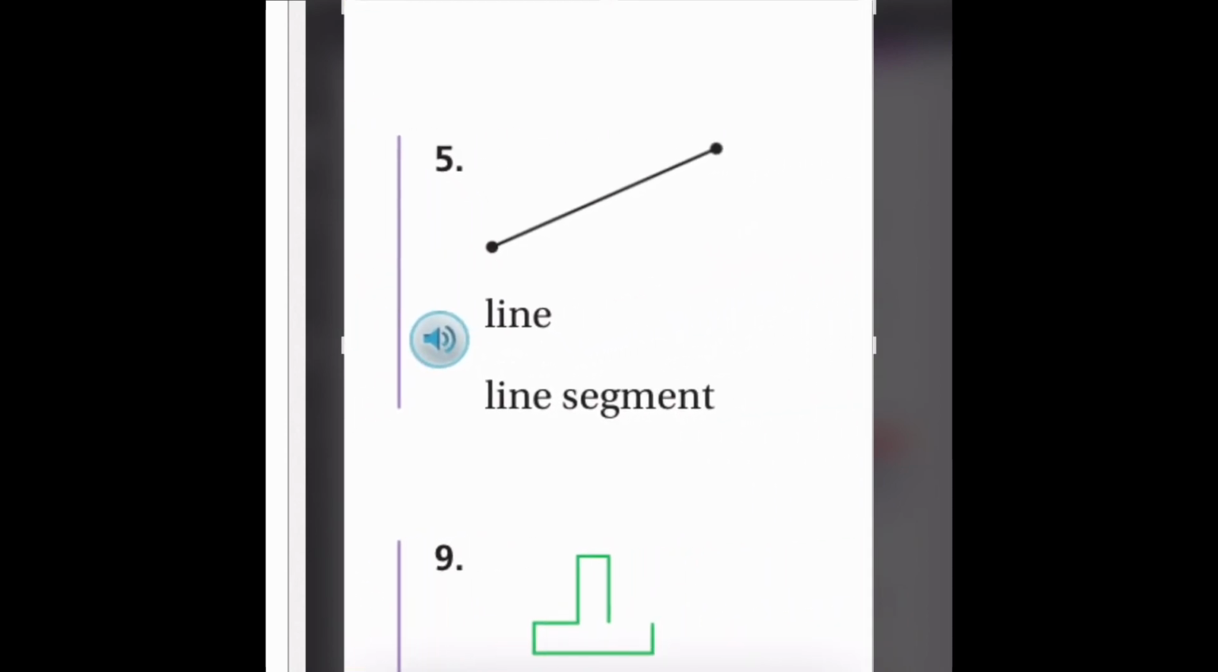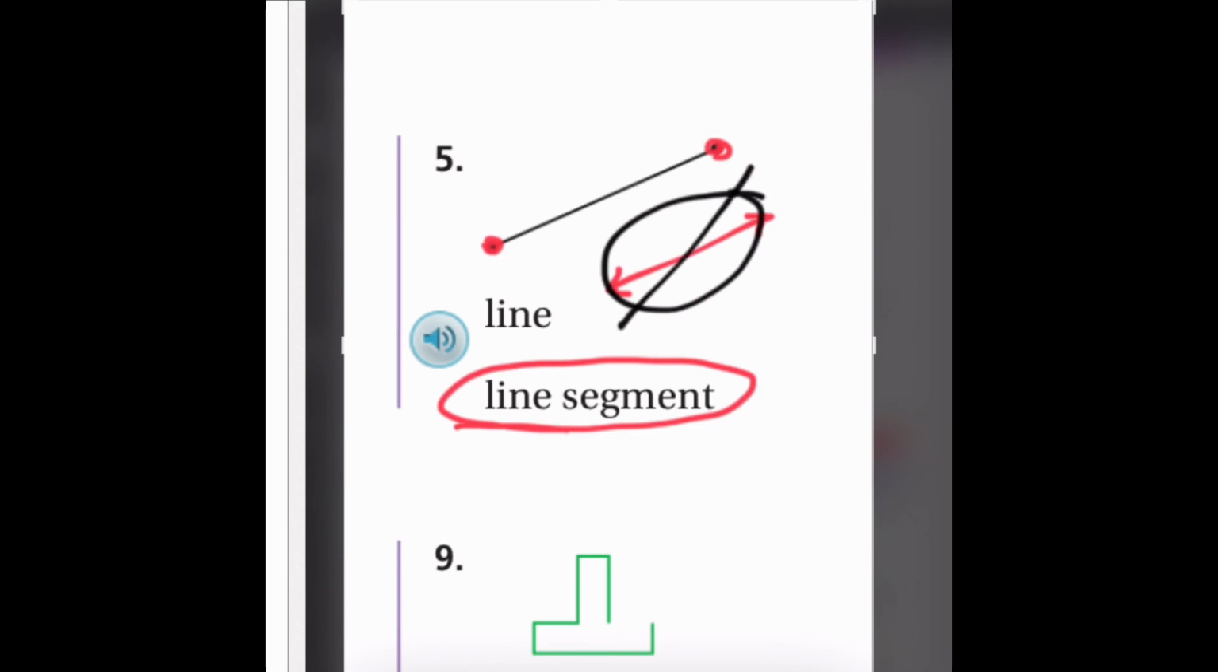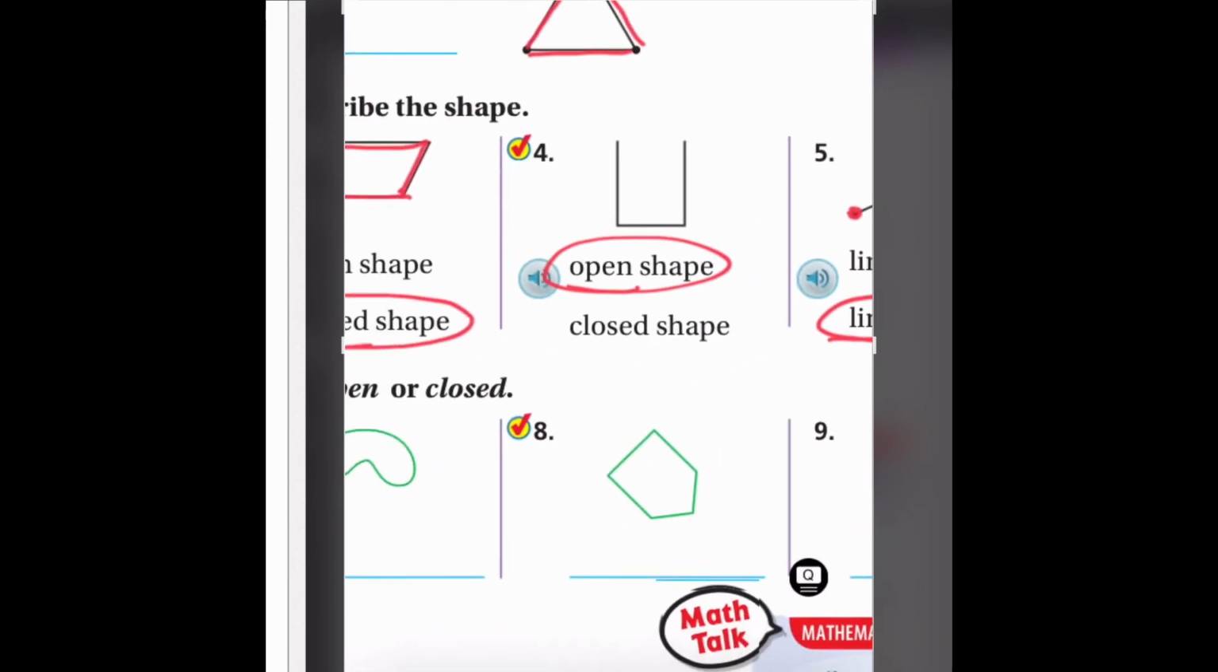Number 5 has 2 endpoints, and if it has 2 endpoints, then it's straight. That is a line segment. If it was a line, it would continue on in both directions, so it would need the 2 arrows to be a line. And it doesn't have those. It is a line segment instead, number 5.